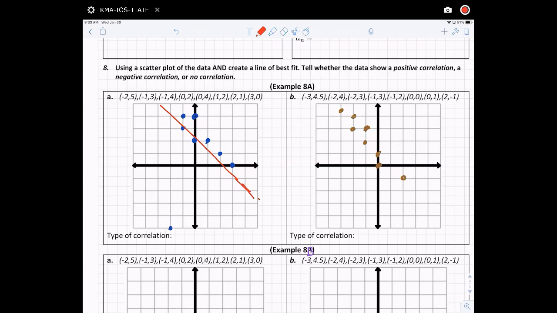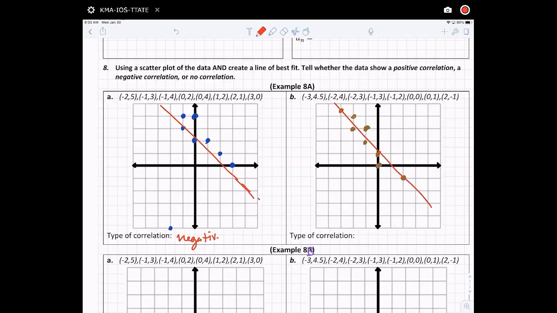It would also be kind of like this negative line that's going down. Okay. What type of correlation is that? Does it have correlation? It does. Positive or negative? It's going to be negative.